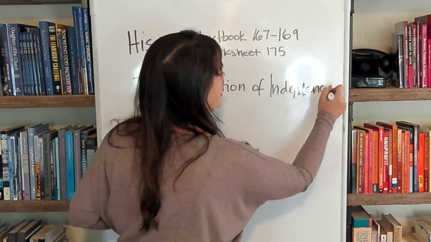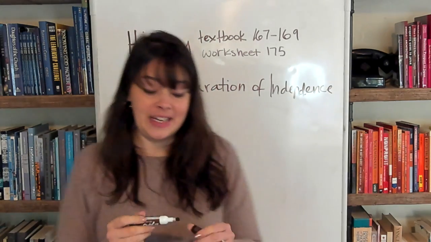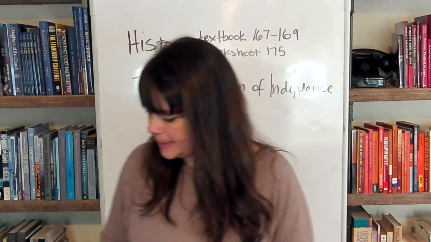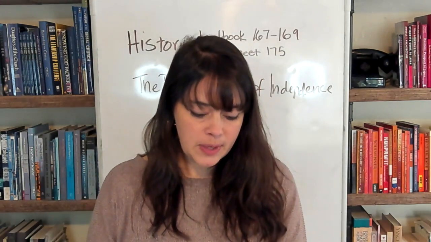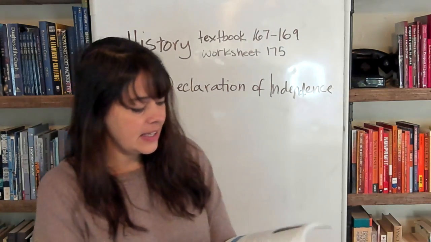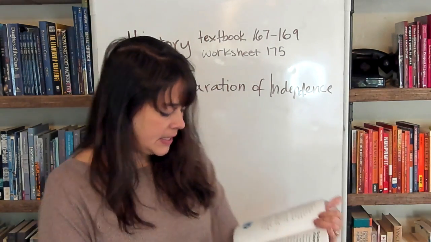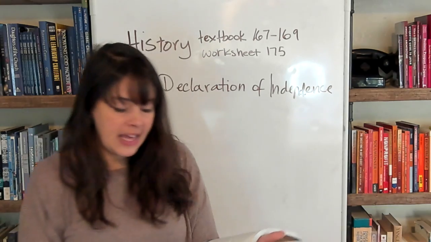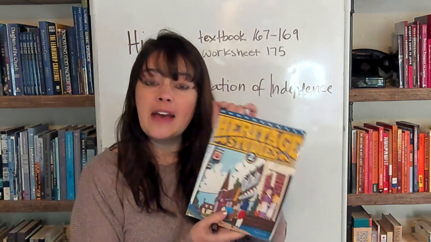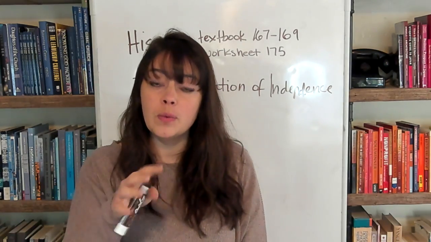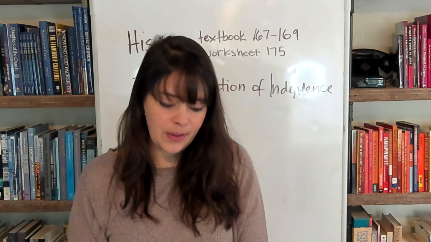Independence. Okay, so when you find that in your reading, you're going to want to underline it. So we've read about the different things that led up to it. Now it says, the Declaration of Independence, this is on page 167. The leaders from each colony met for a second time. Please have your history book with you right now, so we can read along together.